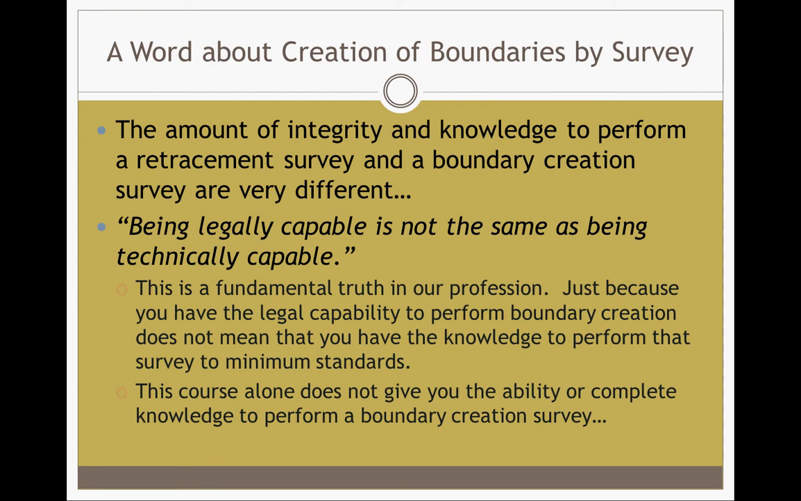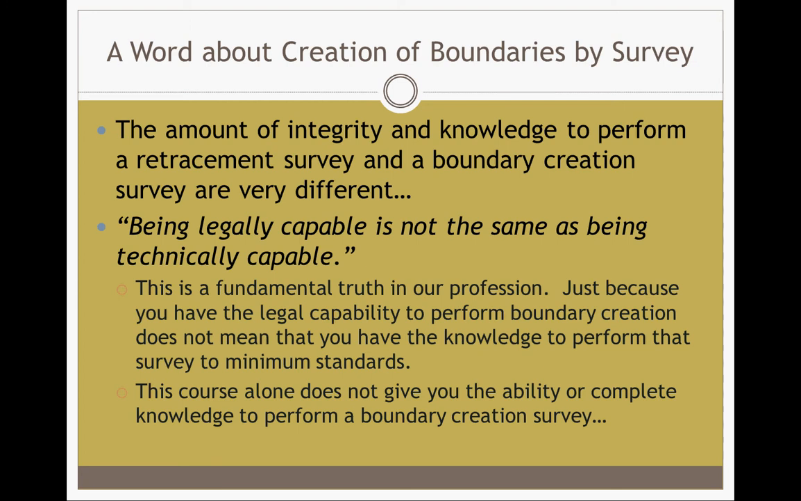A word about creation of boundaries by survey. The amount of integrity and knowledge to perform a retracement survey and a boundary creation survey are very different. A retracement survey, if I'm just retracing something, I'm basically walking through the motions of what someone else did and identifying on a map what they have done. And that's not as difficult or does not require the same amount of knowledge as a boundary creation survey.